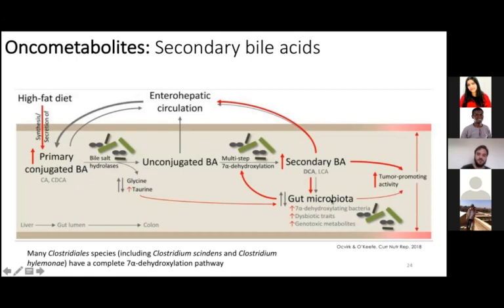And we know that certain members of the gut microbiome have more 7-alpha dehydroxylating genes, so part of the dehydroxylation pathway, and these include Clostridium scindens and Clostridium hylemonae, and many other clostridial species.